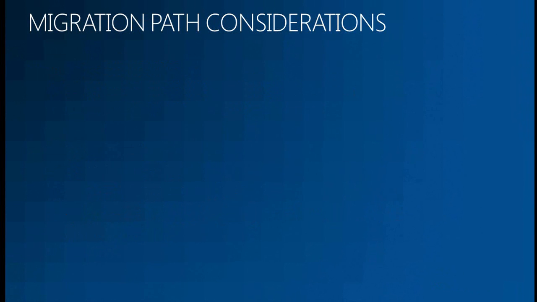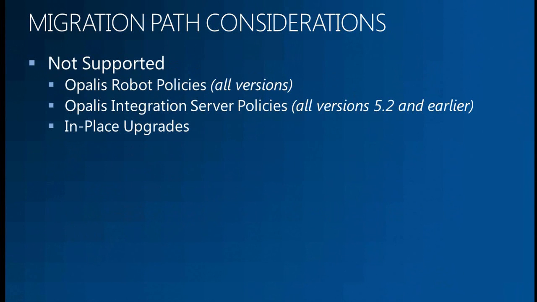So here are some migration path considerations. What's not supported? Opalis robot policies, all versions. Opalis Integration Server policies, all versions 5.2 and earlier. That's not supported. That's old stuff. No in-place upgrades are supported. It's a side-by-side.